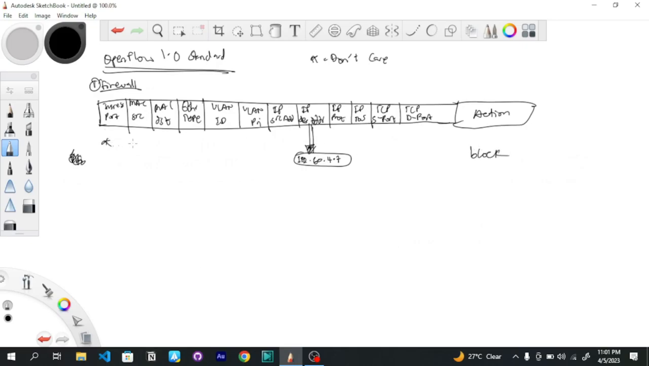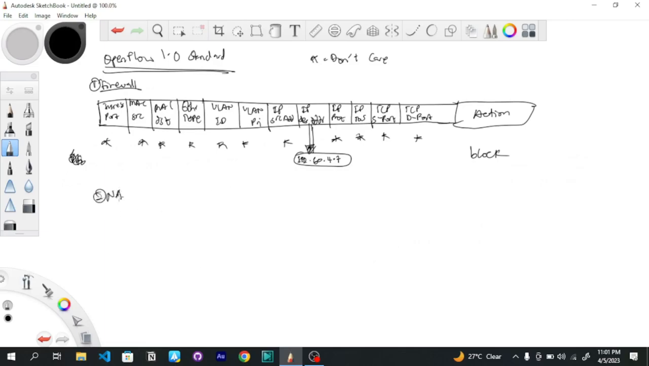It doesn't care about the ingress port, the source MAC, the destination, the Ethernet type, the IP source, IP protocol, type of service, or source port. Basically, it just cares about this one. The action is to block. So this is how you can use it to implement a firewall.